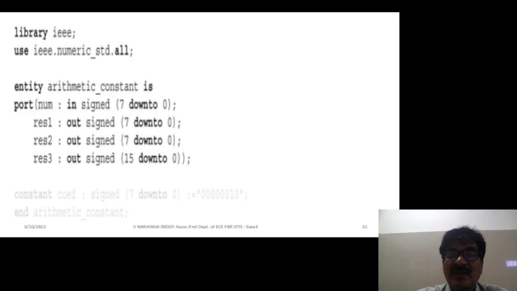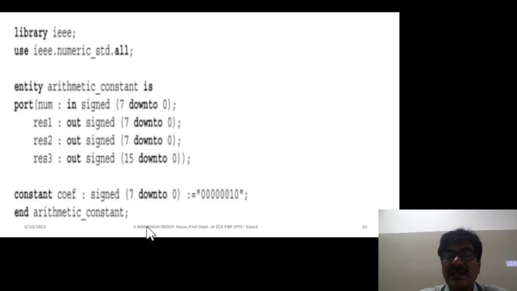The input port name is num1, and it has 8-bit length, of signed data type: signed 7 down to 0. Then there are three outputs, register 1, register 2, and register 3, also of the signed data type but with different sizes. Register 1 and register 2 have the same size, 7 down to 0. Register 3 is also signed, but its size is 15 down to 0, so that it accepts 16 bits.